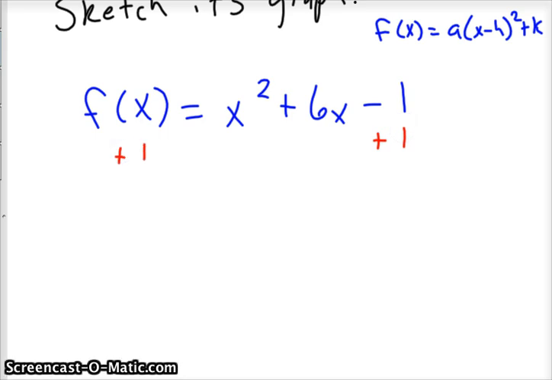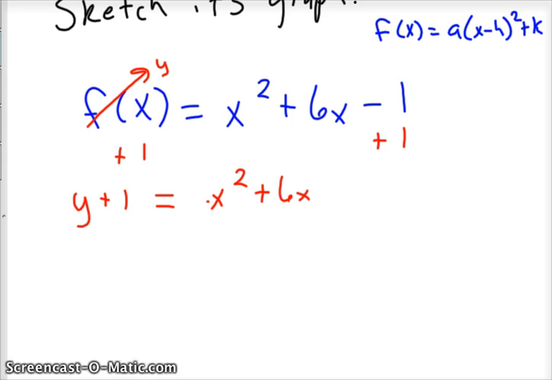And I'm going to convert this f(x) to a y, so it's just a little simpler to think about. So y plus 1 equals x squared plus 6x. Then, if there's a number out in front of the x squared, you have to divide by that number through everything. But luckily we don't have that in this problem. So we'll just go ahead and complete the square.